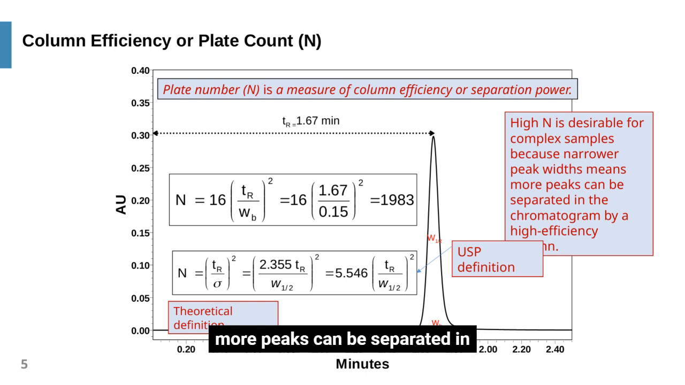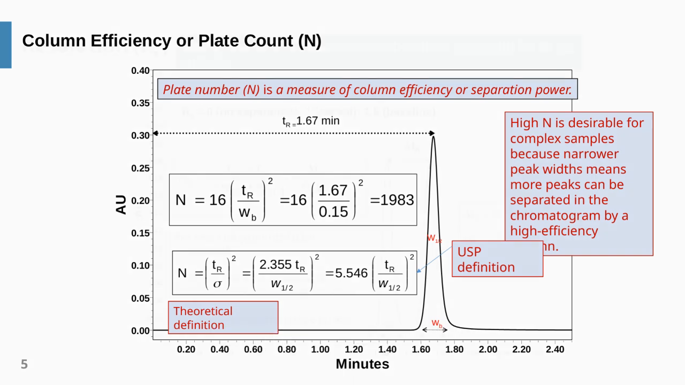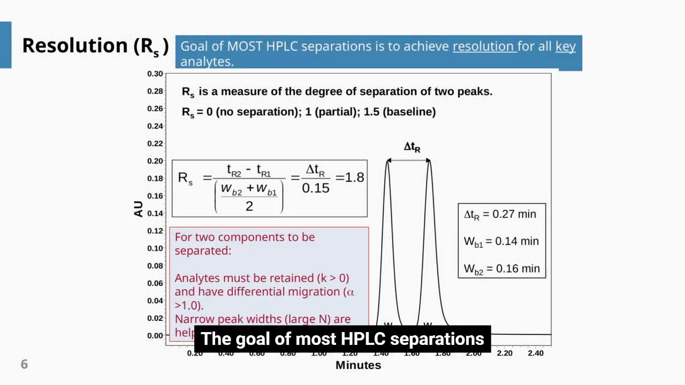The theoretical definition is N equals (tR/sigma)^2, and the USP definition is N equals 16 (tR/WB)^2 or 5.54 (tR/W1/2)^2. The goal of most HPLC separations is to achieve resolution for all key analytes.